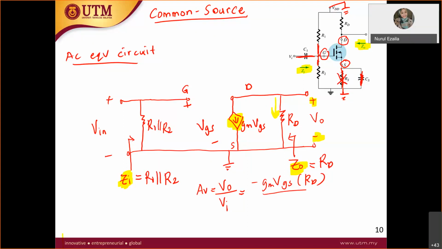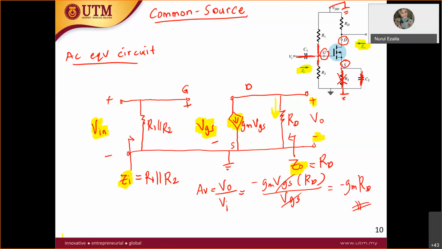What will be your V in? VGS. Yes, it is equal to VGS, because V in over here is parallel with this VGS, so you can straight away take V in equal to VGS. Now you can cancel out this VGS. Therefore, it is equal to negative GM RD. It is quite straightforward for the common source MOSFET.